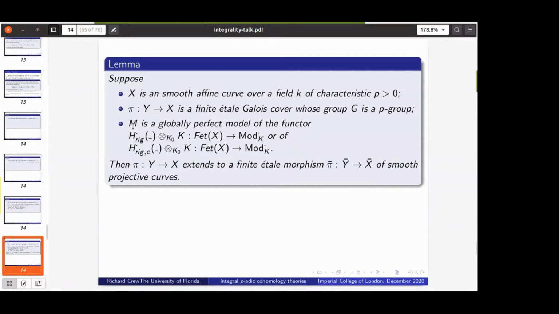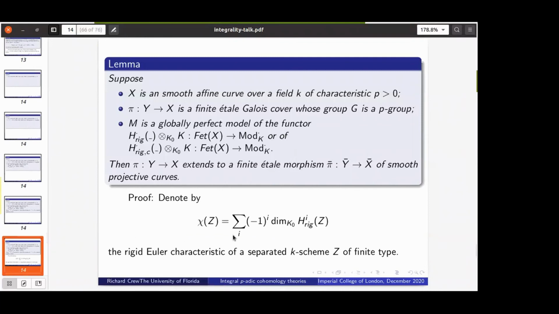Okay, so if this globally perfect model in either case exists, then the morphism pi from Y to X extends to a finite étale morphism pi bar from Y bar to X bar of smooth projective curves. In other words, this map pi is unramified everywhere.